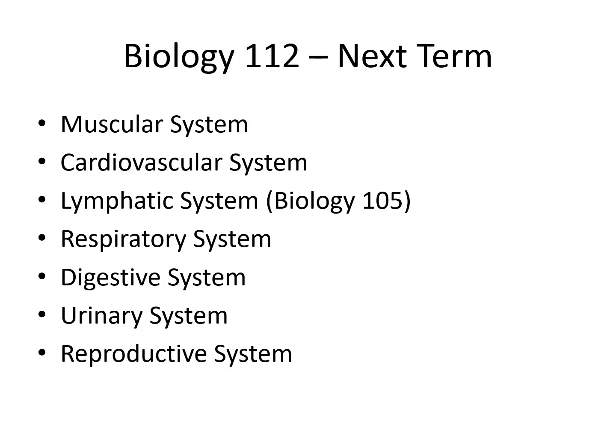After you understand the fundamentals, we will get into the remainder of the macroscopic systems next term in Bio 112. So we're going to look at the muscular system, the cardiovascular system, so that's the heart, veins, and arteries, the lymphatic system, that'll also be covered in Bio 105. So Bio 105 is microbiology, and we'll get more into the immune system, which is very, very closely linked with the lymphatic system. We'll talk about the respiratory system, we'll talk about the digestive system, urinary system, and the reproductive system. So stay tuned for that.